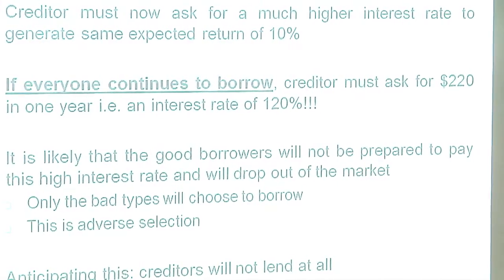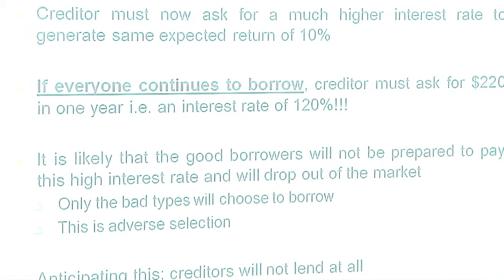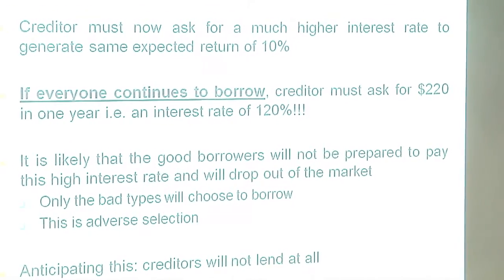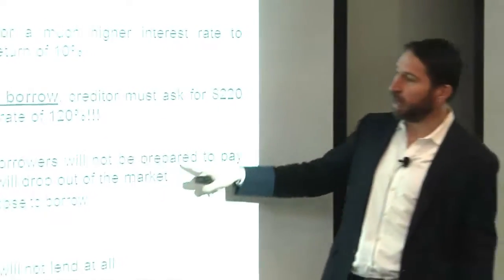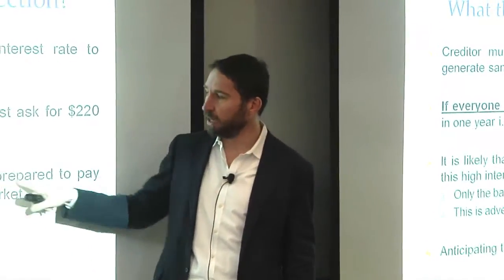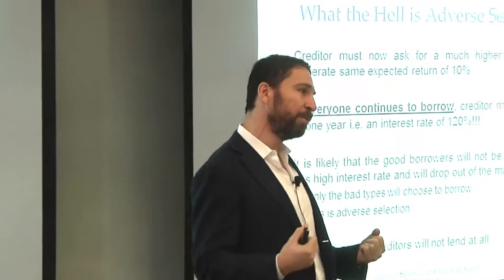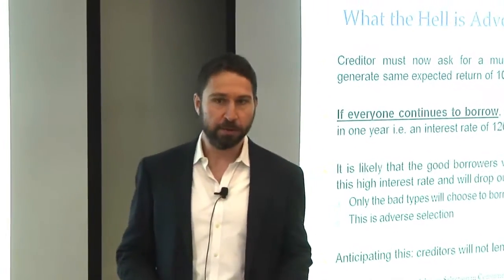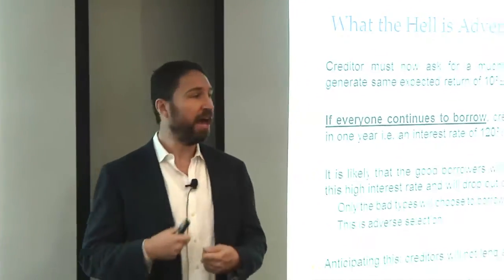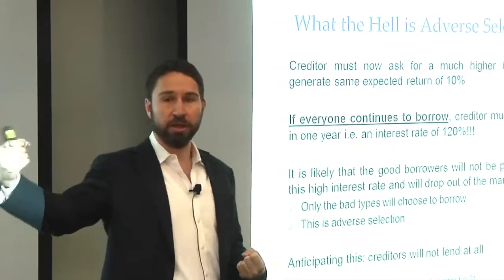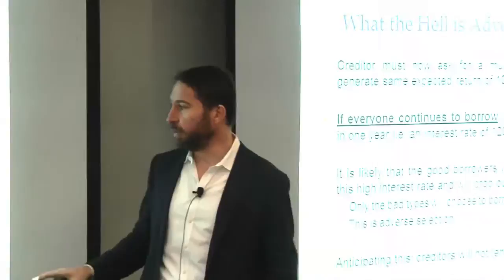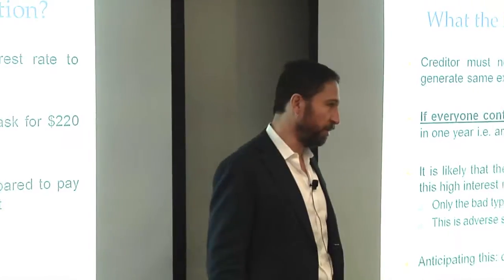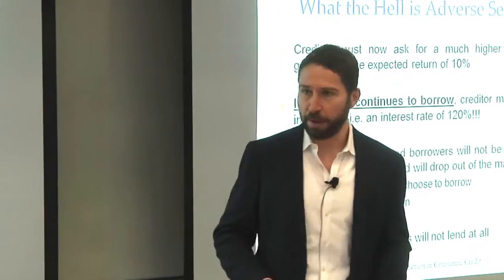So step one is that because we're pooling, because I have to borrow alongside observationally equivalent lower quality borrowers, the interest rates are going to be higher because of that. Adverse selection is going to take that argument one step further. It wouldn't be surprising if a good quality borrower basically says, well, I'm just not going to pay 220% on a loan, I'll just sit out of the market altogether. And that is what's called adverse selection: we're then left with only the worst quality borrowers in the market. So only the bad types will choose to borrow, and then the creditors aren't going to lend at all.